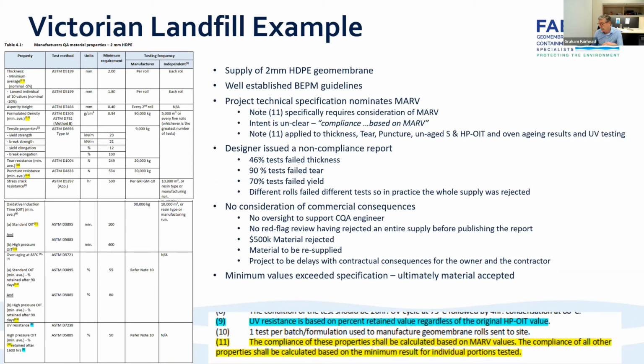There was no support for the CQA engineer to help him interpret the data. Having rejected an entire supply, there was no check process to say that's quite severe, we better make sure we're happy with the outcome here. And the entire supply was rejected without any red flag review. In terms of commercial consequences, in this particular case, the order quantity was around about $500,000 of material, so not a trivial number. And the material had to be resupplied with project delays. Now, actually, what did happen, there was quite an extensive review of the correct application of MARV, and ultimately the material was accepted because it did all comply with the normal application of a GM13. Quite a time-consuming and stressful process for most people involved, including the client, who was exceedingly concerned that they were going to face some significant penalties because they couldn't build their landfill.